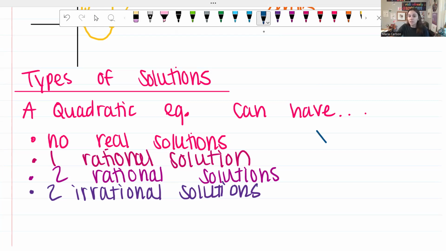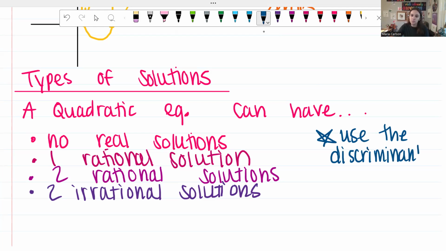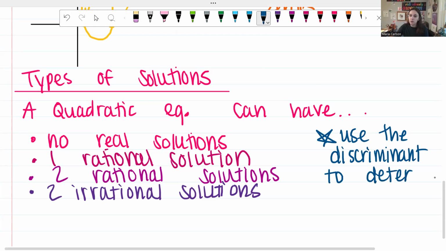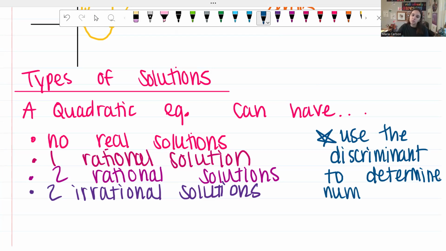And how do we determine how many we have? You will always use the discriminant to determine the number and type of solutions.